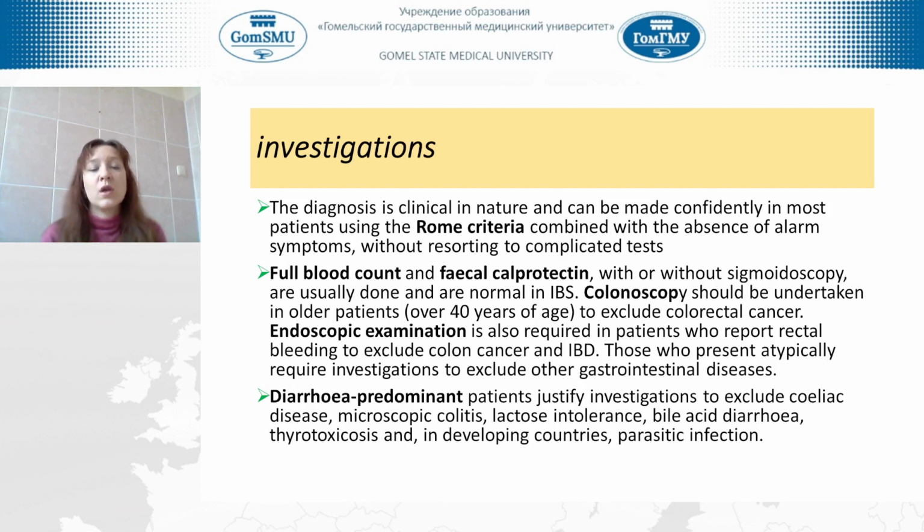Sigmoidoscopy findings are usually normal in IBS. Colonoscopy should be undertaken in older patients over 40 years of age to exclude colorectal cancer. Endoscopic examination is also required in patients who report rectal bleeding to exclude colon cancer and IBD. Those who present with diarrhea typically require investigation to exclude other gastrointestinal diseases. Diarrhea predominant patients: investigation to include celiac disease, microscopic colitis, lactose intolerance, bile acid malabsorption, thyrotoxicosis, and in developing countries, parasitic infections.